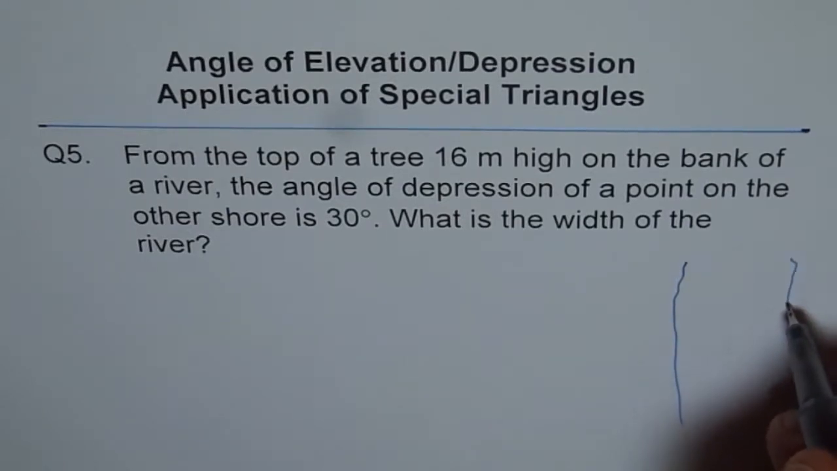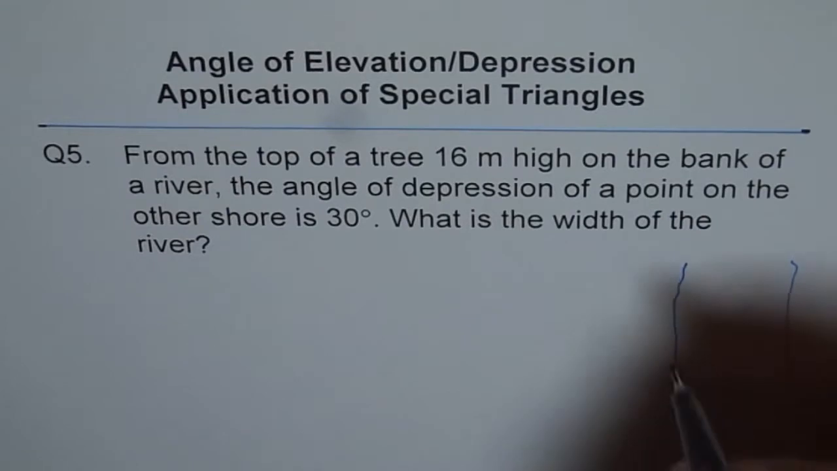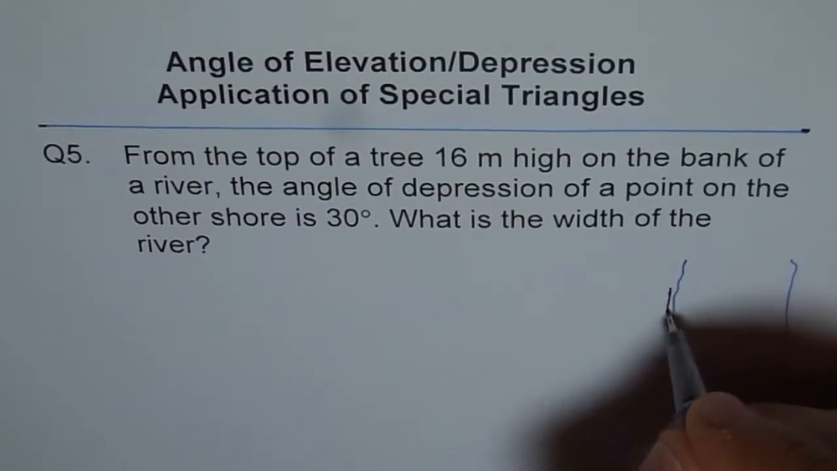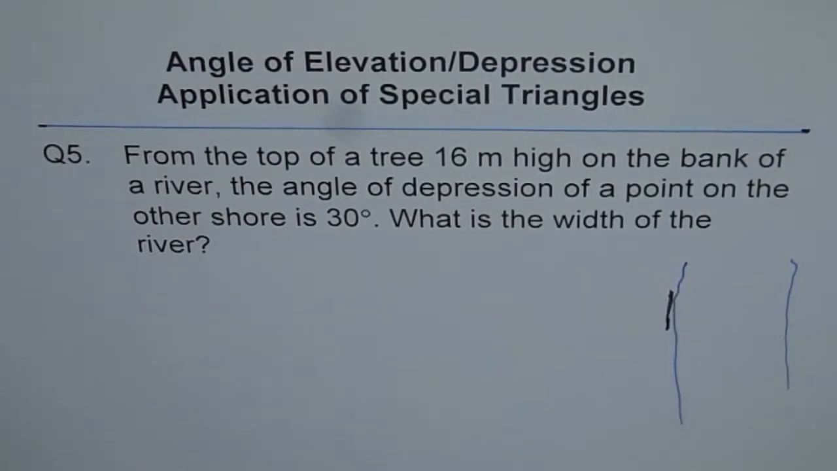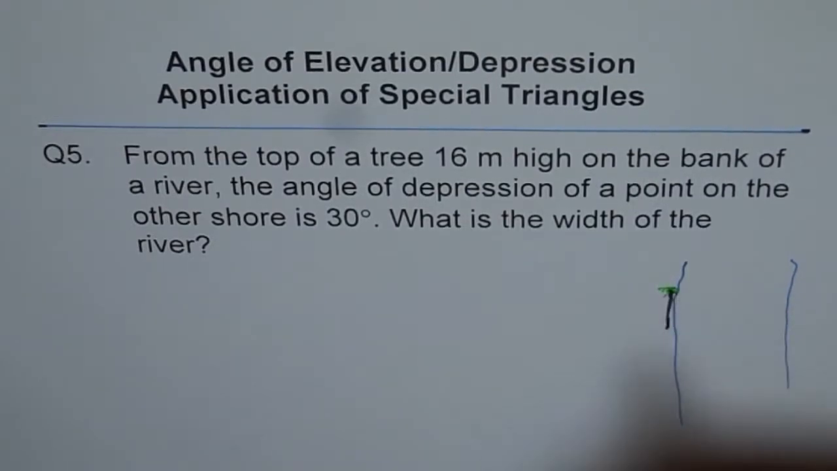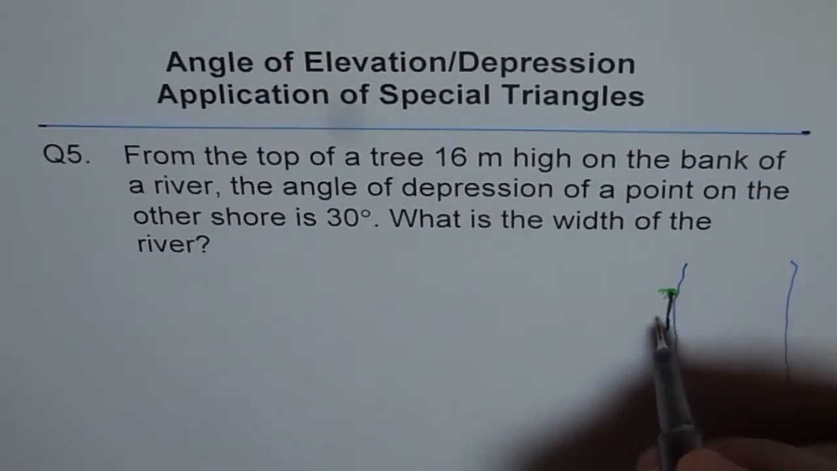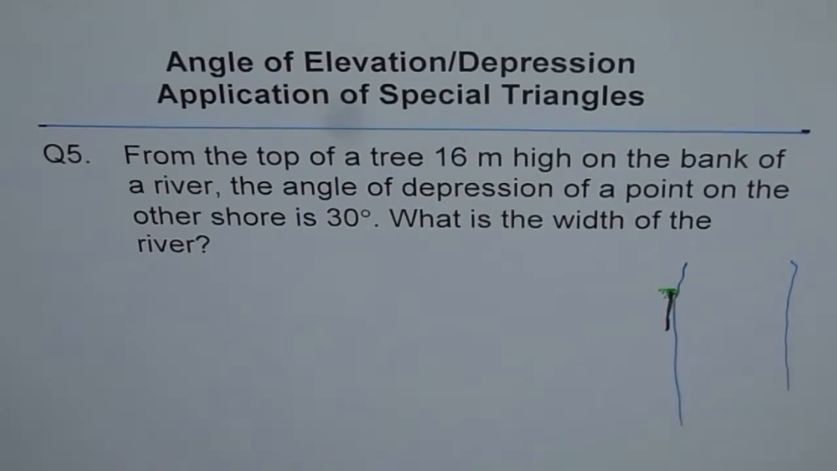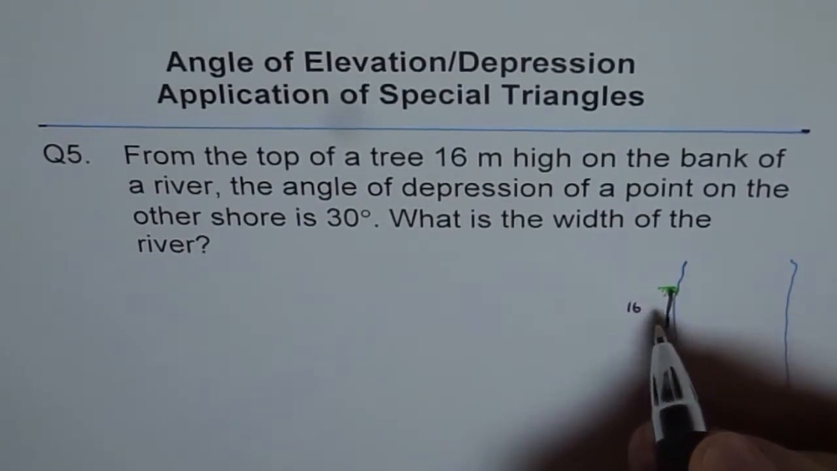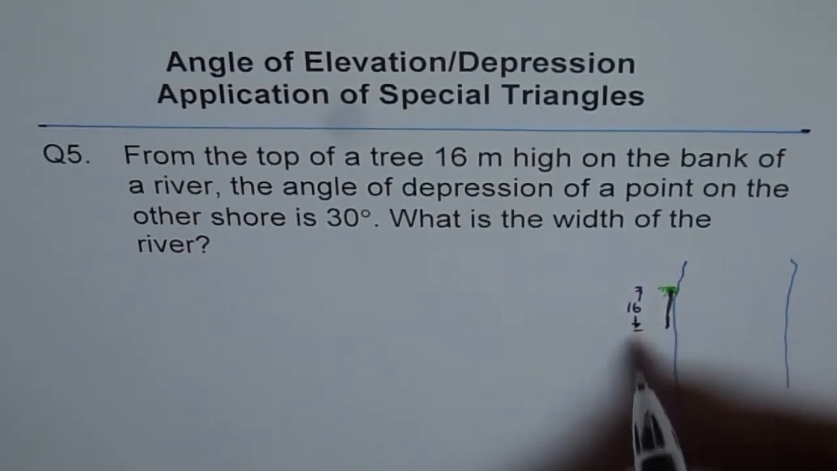Let's say that's the river and let's make a tree here. So let's assume that on the shore we have a tree here. Okay, and let's make something green here. Okay, that's our tree. So from the top of the tree, 16 meter high. So this height is 16 meters for us. Let's write 16 here. From here to here, it is 16 meters.